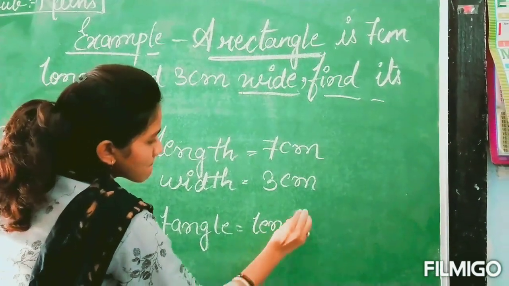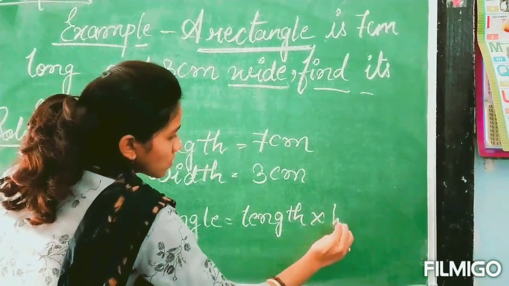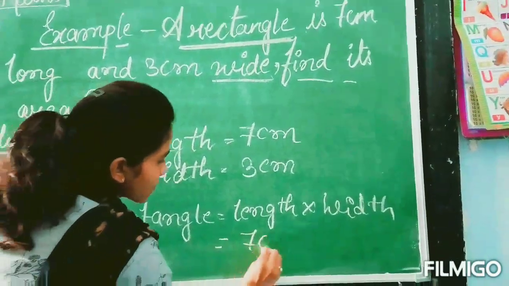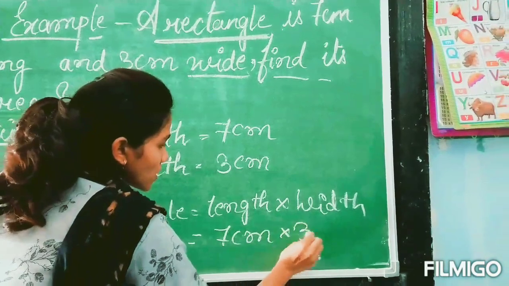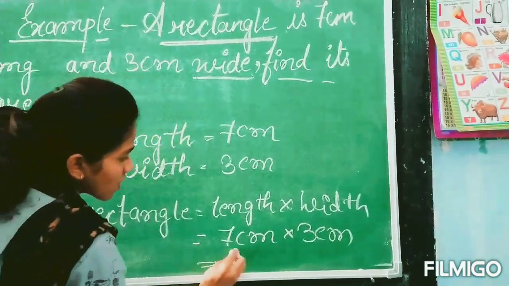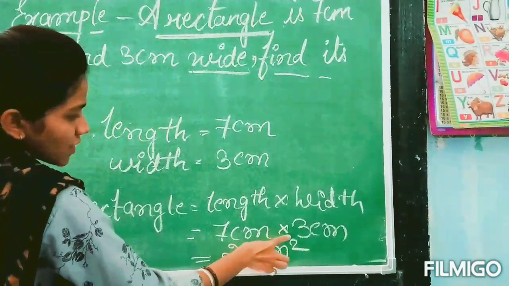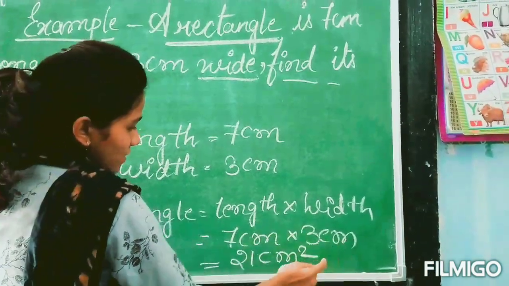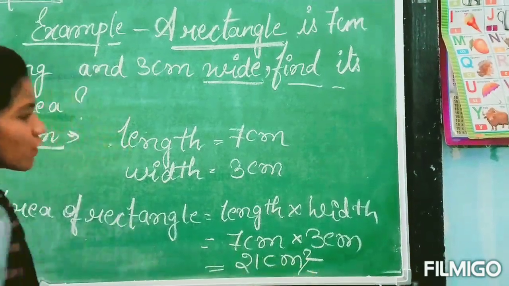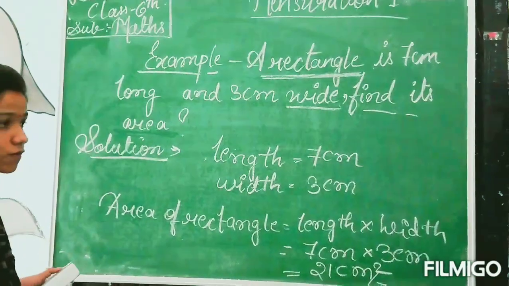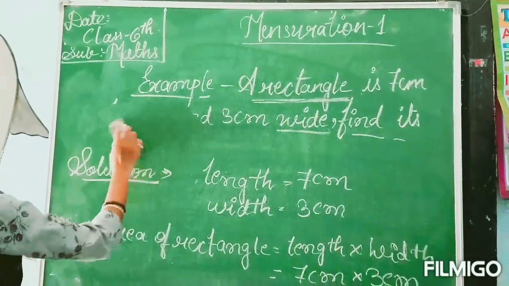Length into width. That is equal to 7 centimeter into 3 centimeter, 21 centimeter square, because it's multiplying centimeter into centimeter, centimeter square. It was the example of area of rectangle. Next, area of square.